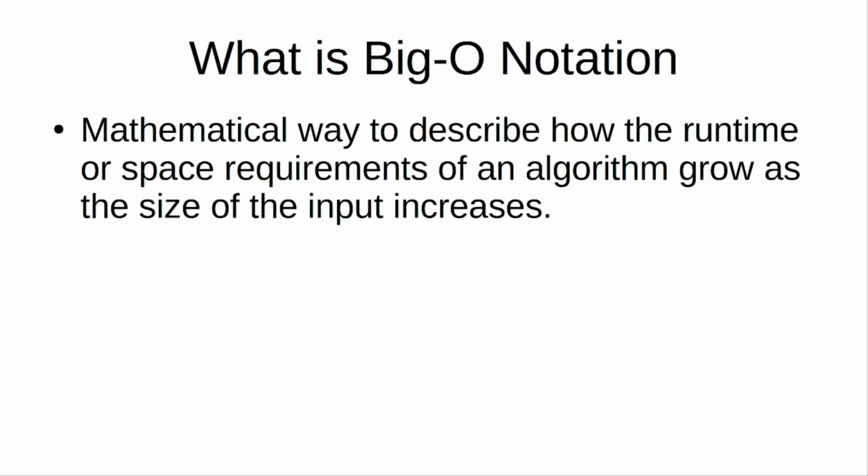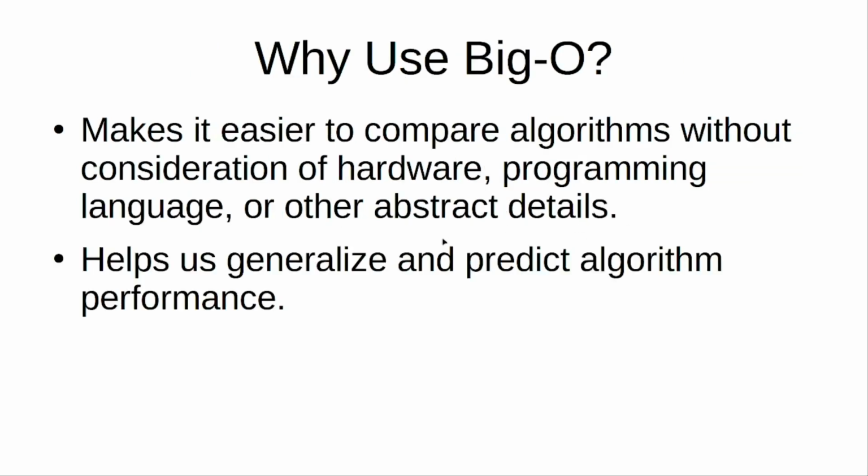To summarize, big O is a mathematical way to describe how the runtime or the space requirements of an algorithm grow as input size increases. And it expresses the upper bound of an algorithm's growth rate, again helping us understand its worst case performance as the input scales up.